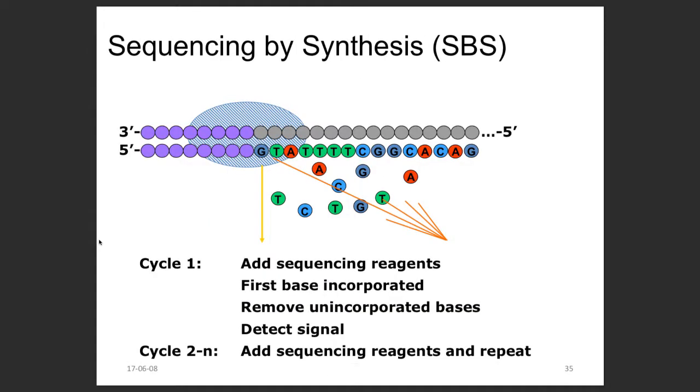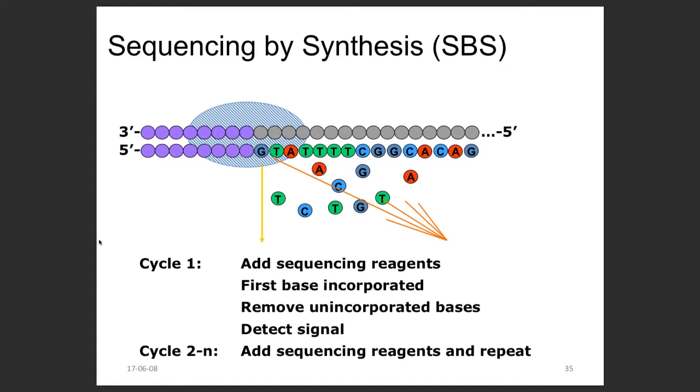Okay, so again, this was animated, but we can go through it. So essentially, once you've generated the clusters, the sequencing itself works like this. We start by adding a primer. In this case, the primer is 5' to 3'. We then add the nucleotides, which are labeled, into the mix.